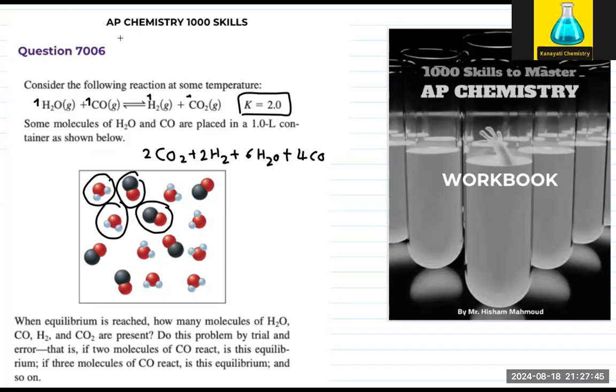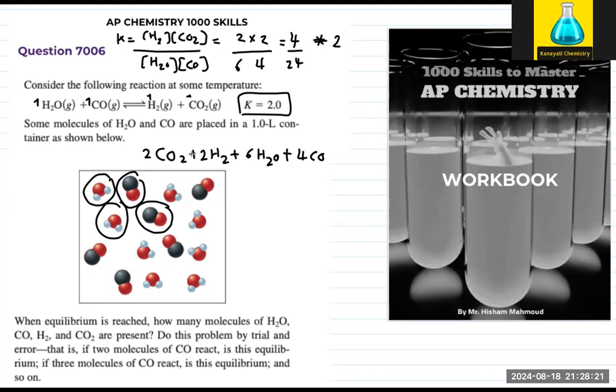It tells us that K is equal to the concentration of H2 multiplied by the concentration of CO2, divided by the concentration of H2O multiplied by the concentration of CO. So H2 is 2, CO2 is 2, H2O is 6, and 4 of the CO. So 2 multiplied by 2 is 4, and 6 multiplied by 4 is 24. This is not equal to 2, so this is wrong.